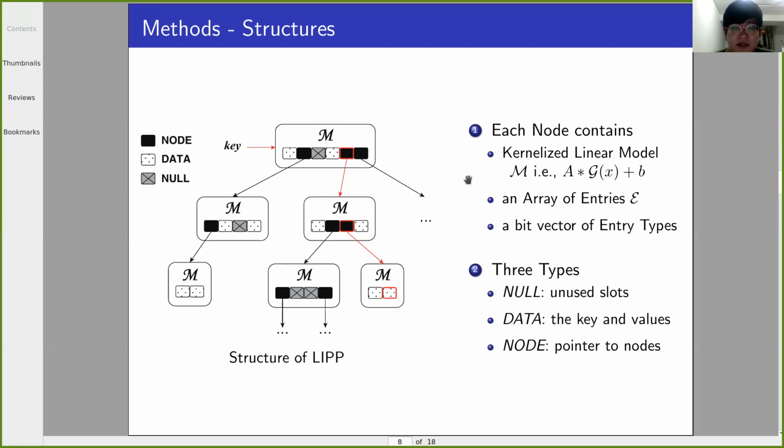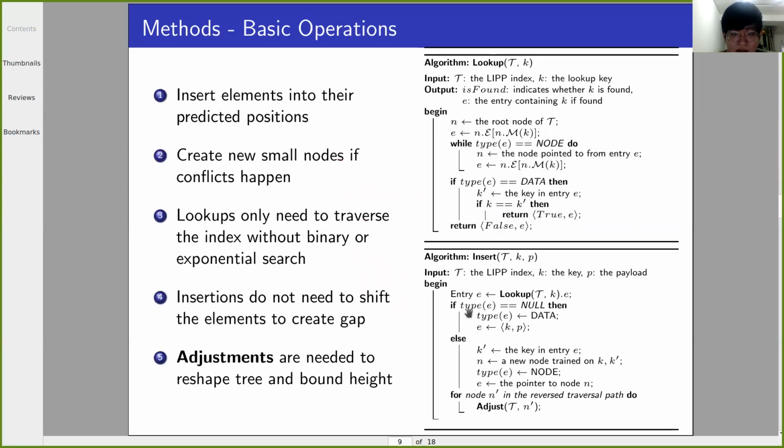Here, G is a given kernel function and should be monotonically increasing. Besides, a node should contain an entry array and a bit vector to indicate the entry types. Each entry has three types. Null means the entry is an unused slot, and the data entry stores a key and the corresponding value or pointer. Finally, the node entry stores a pointer to a node in the next layer, thus forming the index tree.